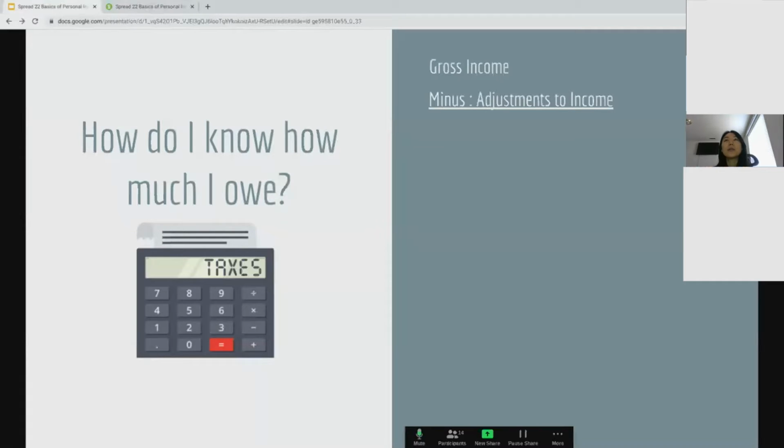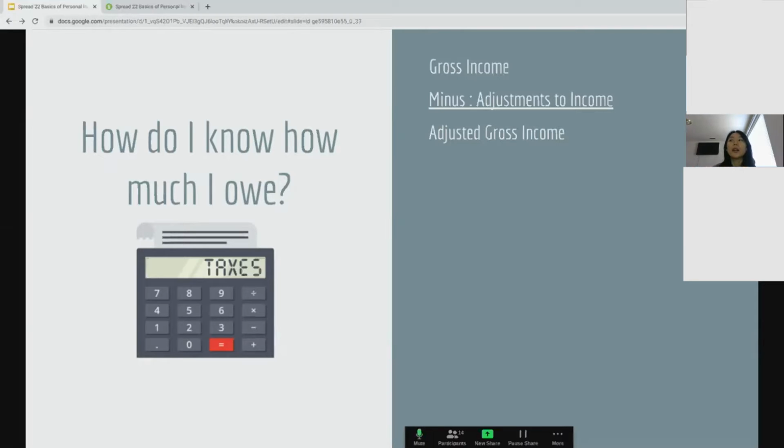Then we can subtract any adjustments to income. And that gets us to our adjusted gross income. And adjusted gross income is really important. It's a very important term as well, because this number is the basis used to determine whether you qualify for various tax credits and benefits. So you want to bring down your AGI as much as possible, because this is kind of what the IRS uses to determine whether you qualify for very beneficial credits and deductions.